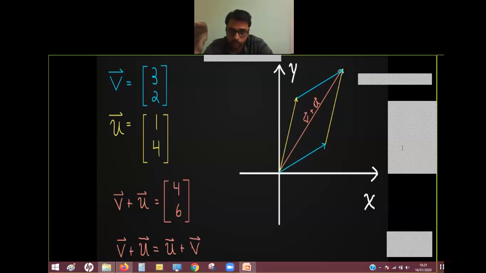So in both ways we come to the same point, that is v plus u, the tip of this resultant vector. If you closely observe, both the results are the same. So in this way we can say that vector addition is commutative, because v bar plus u bar is equal to u bar plus v bar.